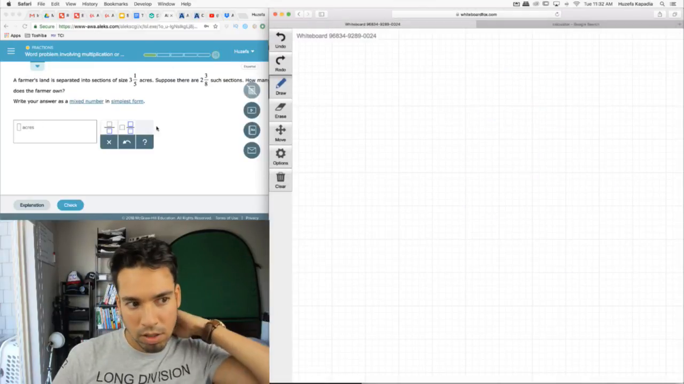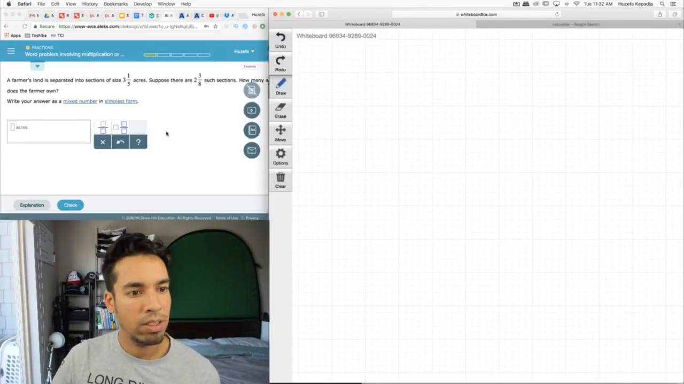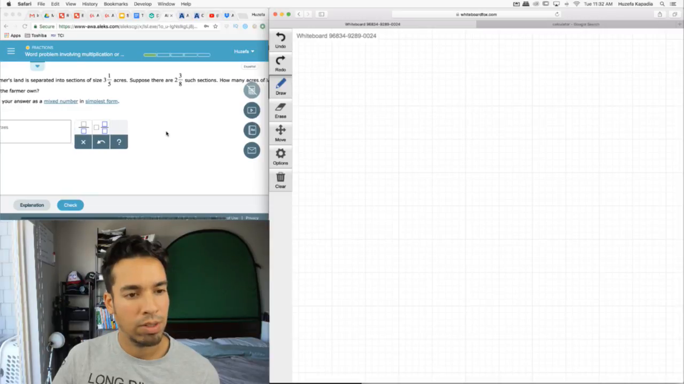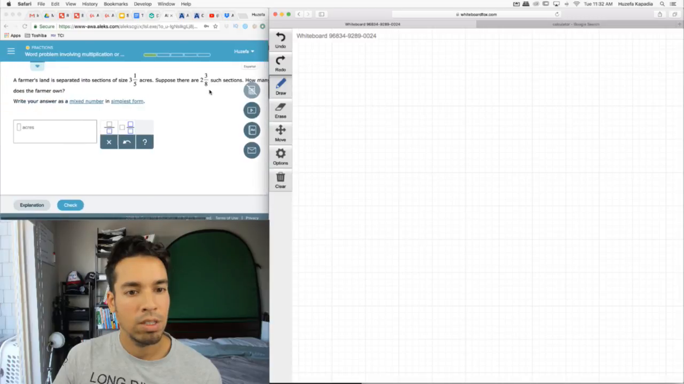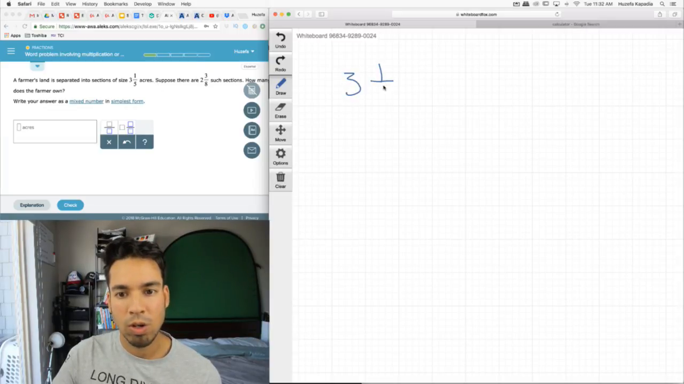Okay, next, we got a farmer's land is separated into sections of size 3 1/5 acres. Suppose there are 2 3/8 such sections. So he's got these plots that are that big, and he's got 2 3/8 of them. How many acres does the farmer own? Well, that's just multiplication, right? If he had 5-acre plots and he had 3 of them, you just multiply 3 times 5. So we do the same here. 3 1/5 times 2 3/8, same thing.